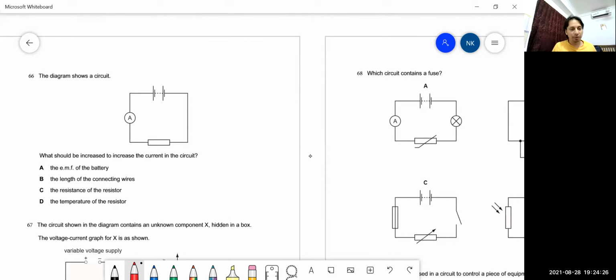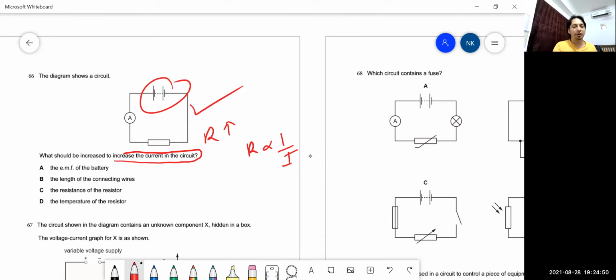What should be increased to increase the current? You want to increase the current in the circuit, what do you have to increase as per this diagram? If you say, sir, I want to increase the resistance, can you increase the current? No, because R is inversely proportional to current. So the only option is to increase the EMF of the battery, increase the voltage. You know the relation V proportional to I given by Ohm's law. You want to increase current, increase voltage.